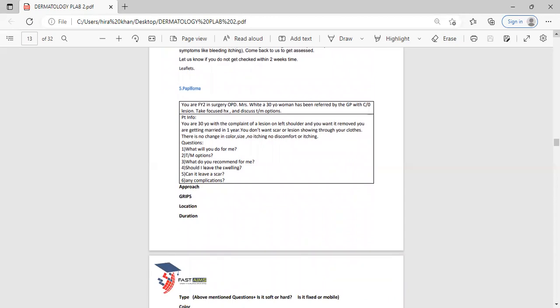So who's going to practice this? Anyone? Same approach. Anybody? Guys, in the two scenarios that we have discussed before, you don't need to ask whether it is soft or hard, immobile or mobile. I typed it by mistake in the PCC and SCC scenarios, so you don't need to mention that.